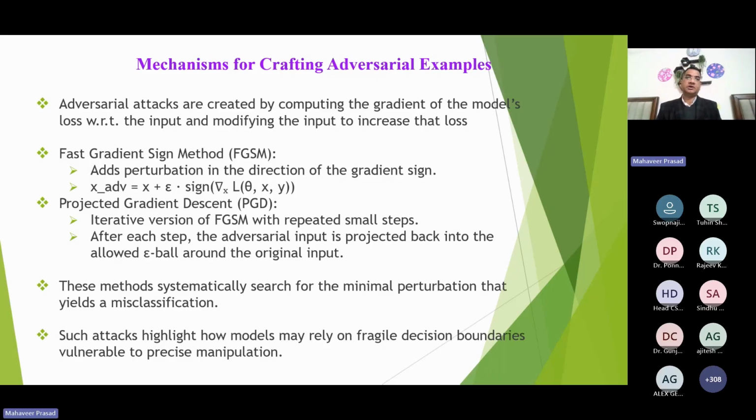As I told you already, there are ways these kinds of attacks can be launched. You can use the fast gradient sign method. It is very easy to implement: you change the data just a little bit and send it to your model, and your model will not be able to detect it. Similarly, PGD is basically a repetition of the fast gradient sign method. These methods systematically search for the minimal perturbation that yields a misclassification, and your job is done.